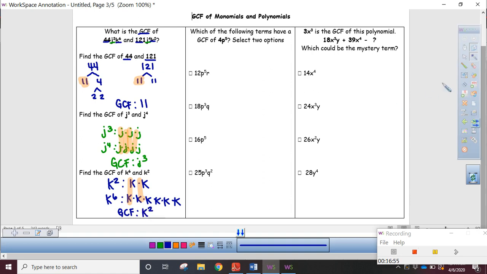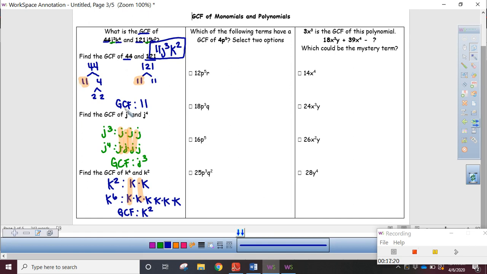Now that we have found the GCF of the number, the monomial j, and the monomial k, we can put this all together to give us a final answer of 11 j to the 3 k to the 2. And that is your final answer. That is the GCF of 44 j to the 3 k to the 6 and 121 j to the 4th k to the 2. Again, we broke it down.